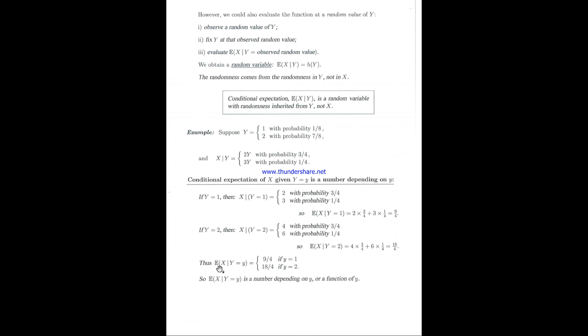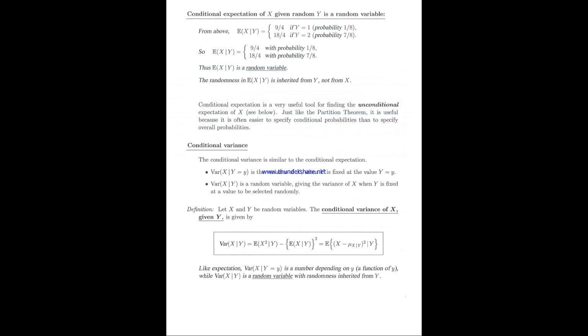So we can write the conditional expectation of x given y for a particular value: it is 9 over 4 when y is equal to 1. It's equal to 18 over 4 when y is equal to 2. Right? So it's always depending on the value of your random variable y. So remember well, the conditional expectation is a random variable and the randomness is inherited from y, not from x.